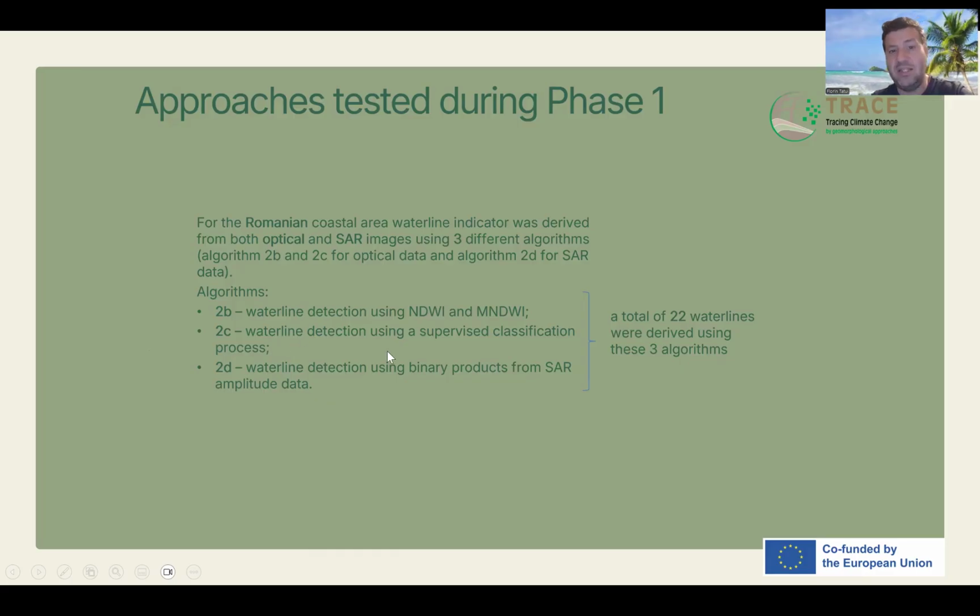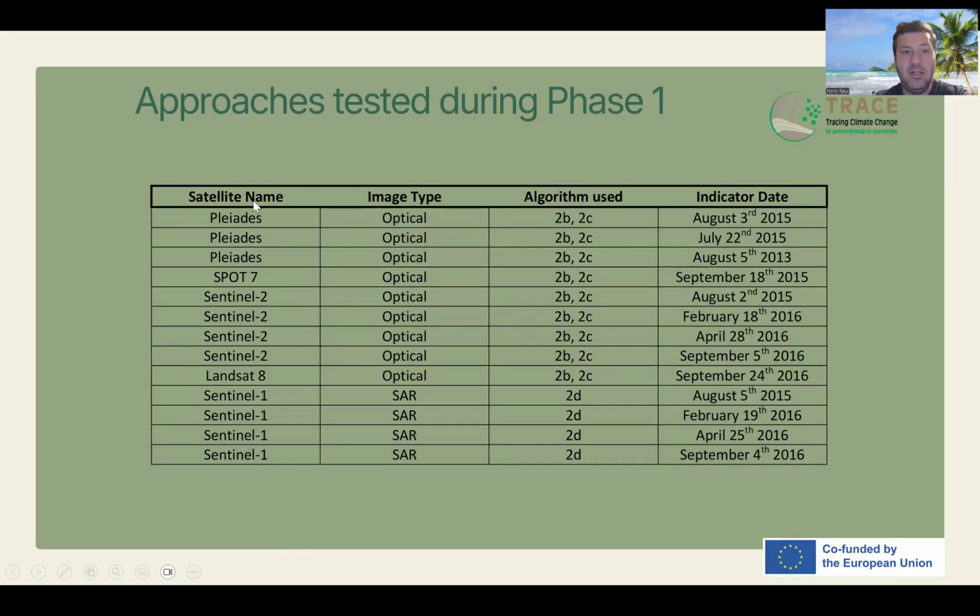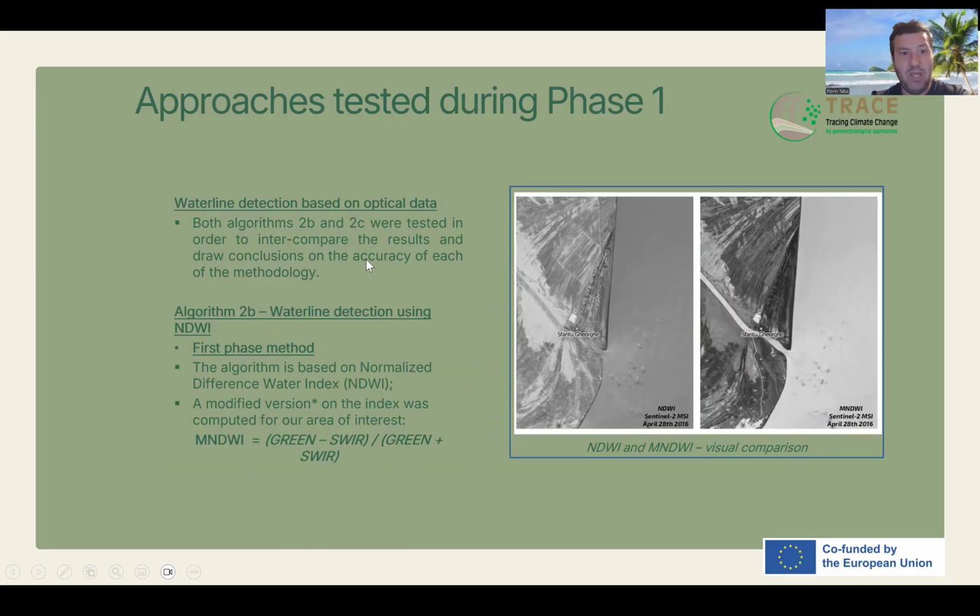The second algorithm, waterline detection using a supervised classification, and the third one, waterline detection using binary products from radar images. In total, we derived 22 waterlines using these three algorithms. You can also see what satellite images were used, the type of satellite image, optical and radar, the algorithms used for each satellite image, and the indicator date.